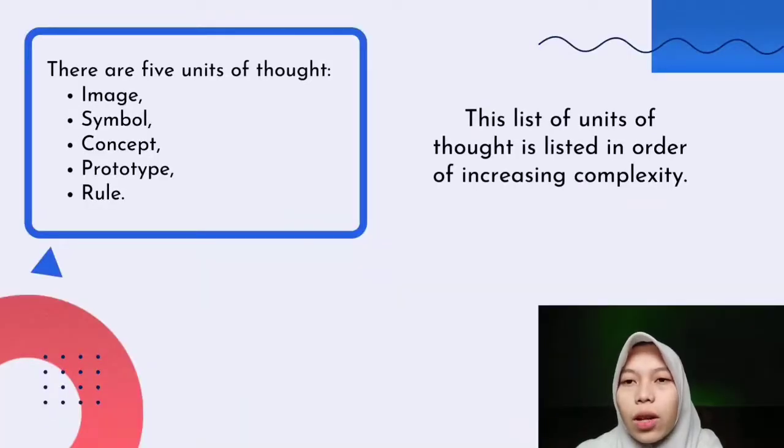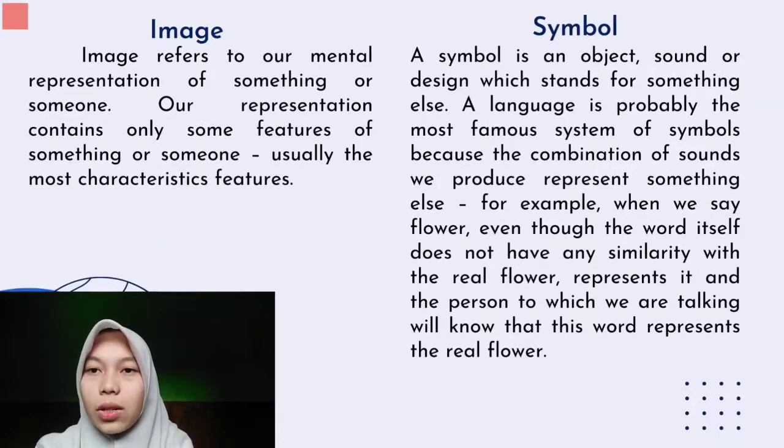The 5 units of thought are image, symbol, concept, prototype, and rule. This list of units of thought is listed in order of increasing complexity. Image refers to our mental representation of something or someone. Our representation contains only some features of something or someone, usually the most characteristic features. A symbol is an object, sound, or design which stands for something else.